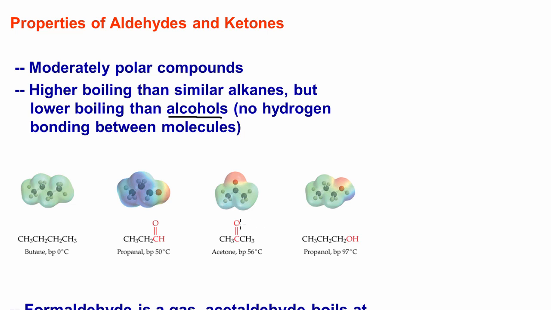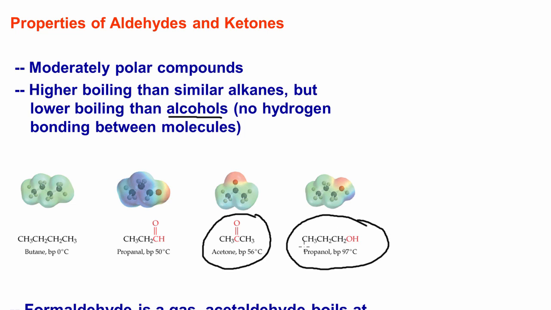So here we have acetone, a 3-carbon ketone. When we compare that to propanol, which is an alcohol, 3-carbon alcohol, we see that the boiling point of propanol is much higher than that of acetone. And that's because, again, acetone molecules cannot experience intermolecular hydrogen bonding, whereas propanol can. So that means that propanol is going to have a higher boiling point than acetone.